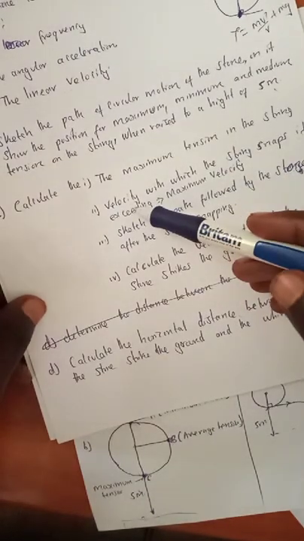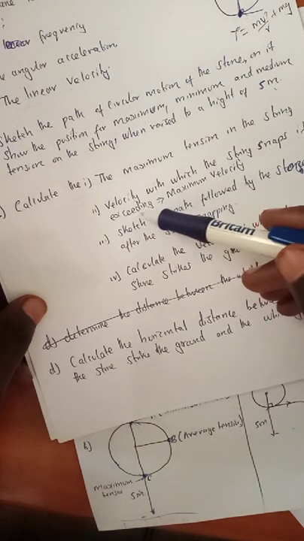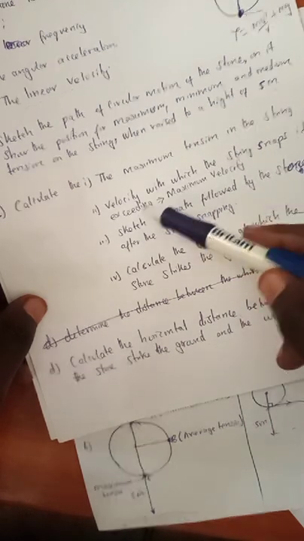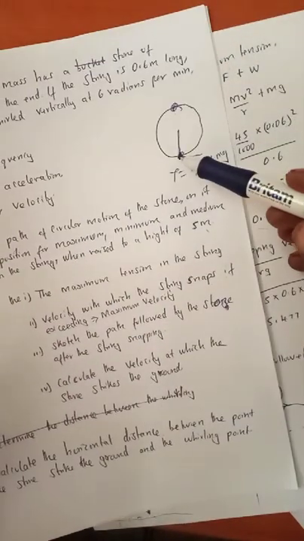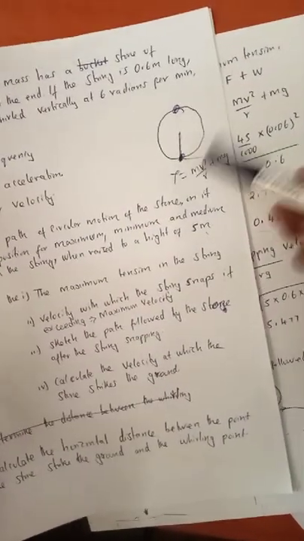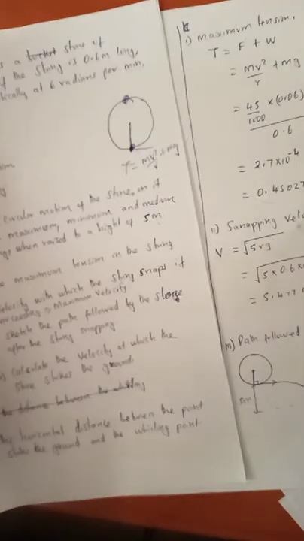Then sketch the path followed by the stone. You have here the velocity with which the string snaps if exceeded. So we have velocity as the maximum velocity. Remember, maximum velocity will be at this lower position here. At this lower position, the snapping velocity is given by v is equal to the square root of 5rg.